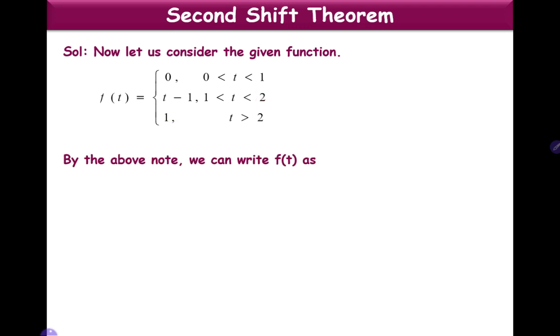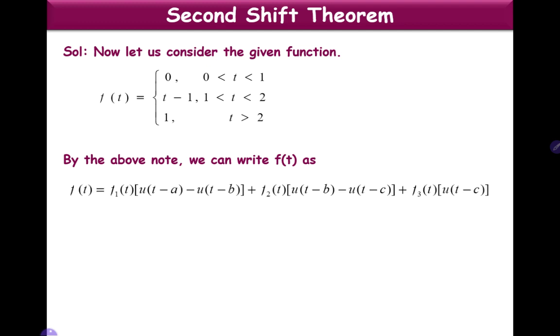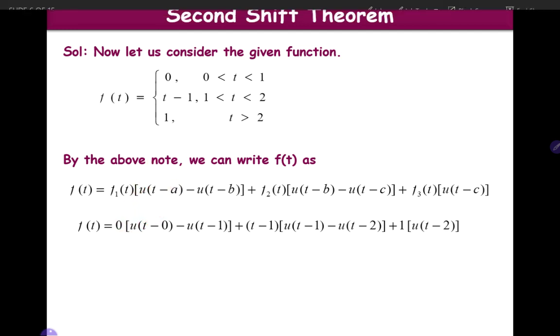So we can express f of t as, again, the same equation. Now let us substitute these values. f1 of t is 0. U of t minus a, the interval here is 0 less than t less than 1. Therefore, u of t minus 0 minus u of t minus 1, plus f2 of t is t minus 1, t minus 1 into u of t minus 1 minus u of t minus 2, plus f3 of t is 1 into u of t minus 2.